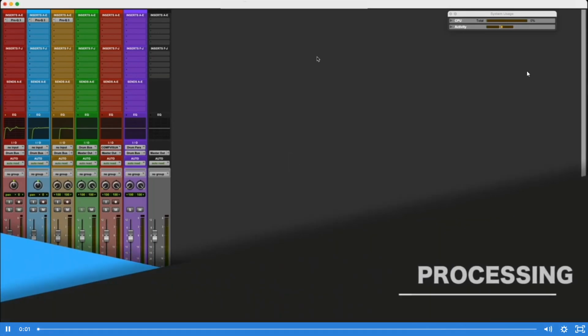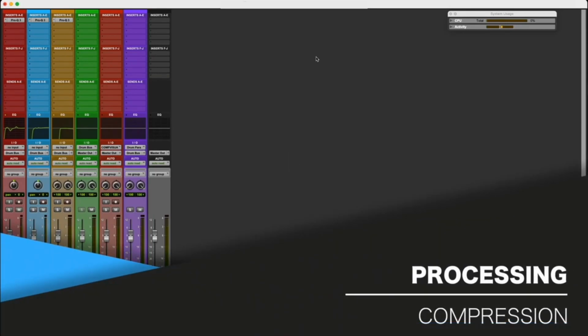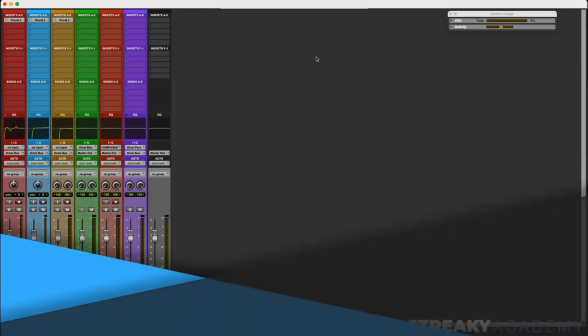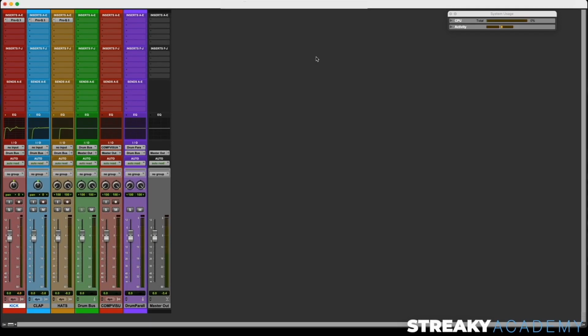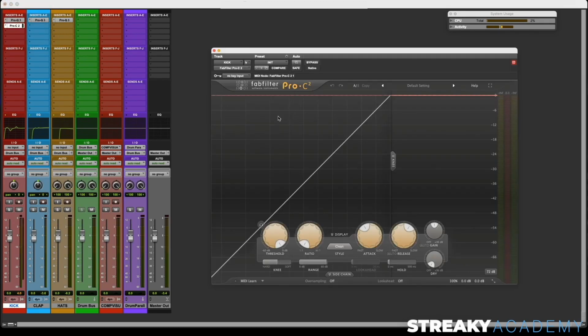Now we're going to talk about compression. Compression is a dynamics process, meaning that it's dealing with volumes, from the loudest volume to the quietest volume within a given source material. In order to demonstrate this and explain it, I'm going to open up one instance of the FabFilter Pro C2. The reason I'm using this is just like the Pro Q3 EQ plugin, it gives a very good visual representation of exactly what's going on.